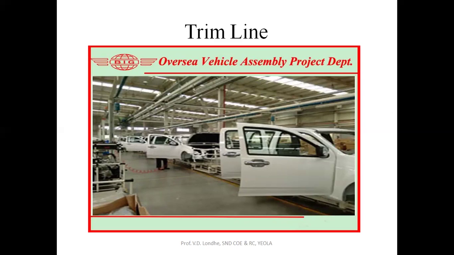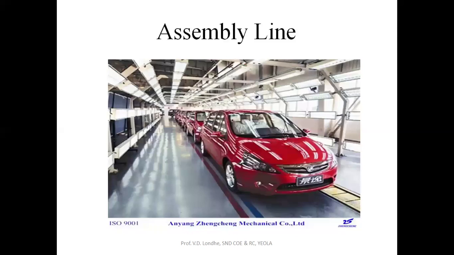Then after the chassis line and trim line, which follow the same path simultaneously, the last part is the assembly line. So what is happening in this assembly line? Here the chassis comes from the chassis line, and the top body of the car or the vehicle comes from the trim line. Both the chassis and body are assembled in this assembly line.